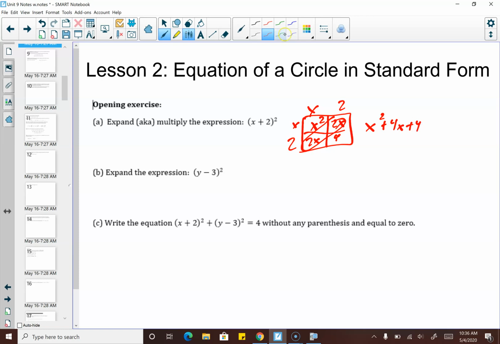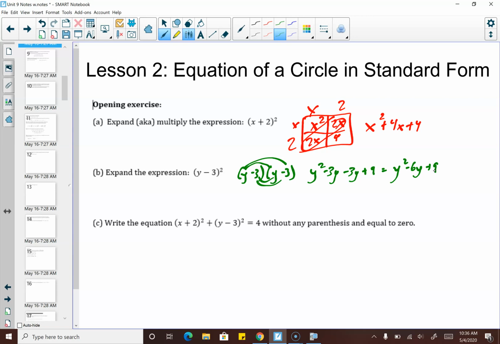Now, if you were in the middle school last year, then you probably just did this. So you double distributed, and you got y squared minus 3y plus 9. You had your like terms in the middle, and you had that piece, y squared minus 6y plus 9.